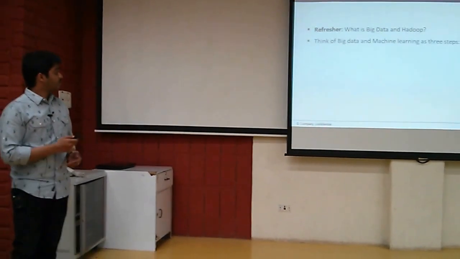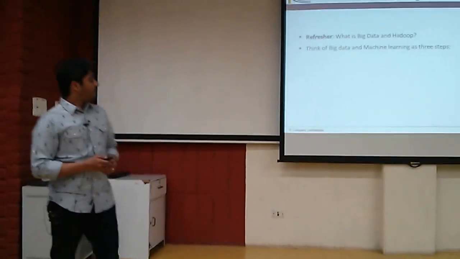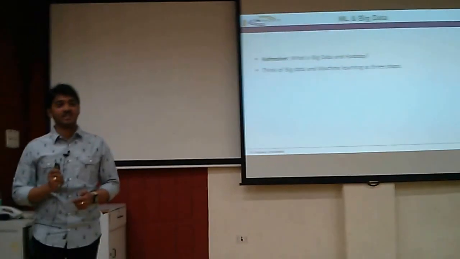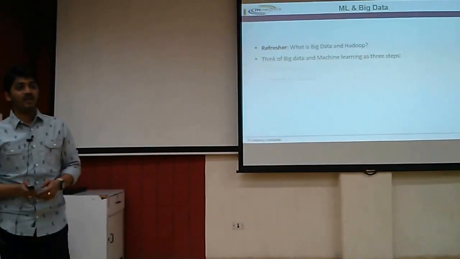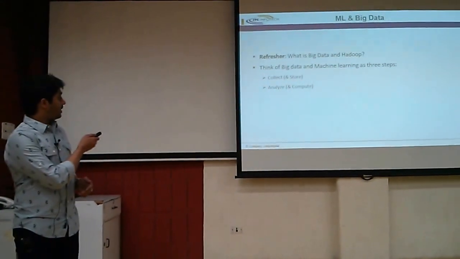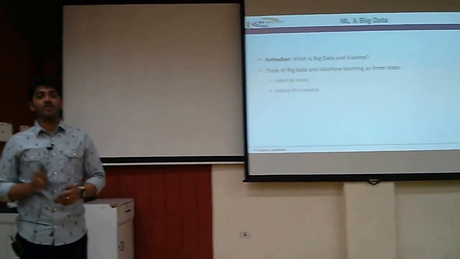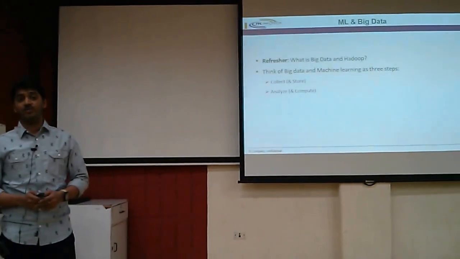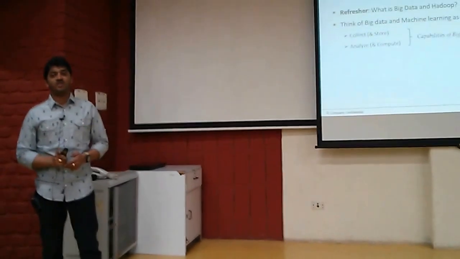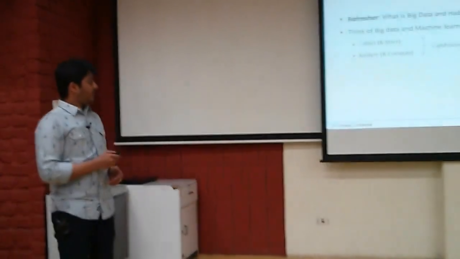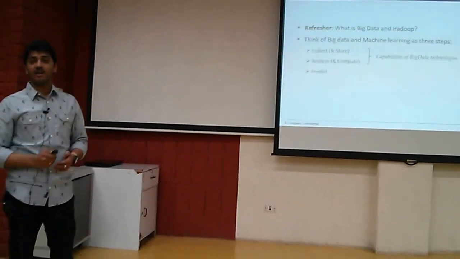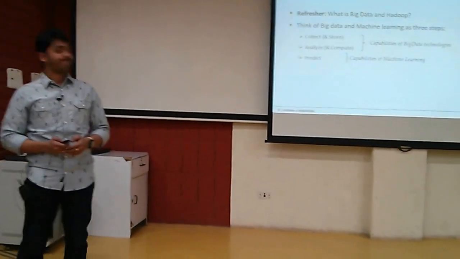Fine, let's proceed. Now, if you think of making predictions on data as a process, then it has 3 steps. The first step is collecting data and storing it. The second step is analyzing and making computations on it. And these are the capabilities of big data technologies. Again, not capabilities of big data, but capabilities of big data technologies, right? And the third step in making predictions is actually making the prediction, and this is the capability of machine learning.